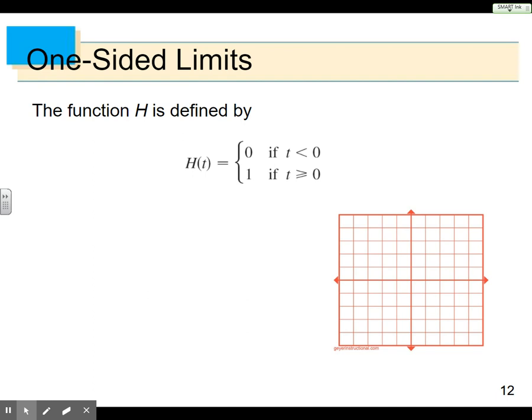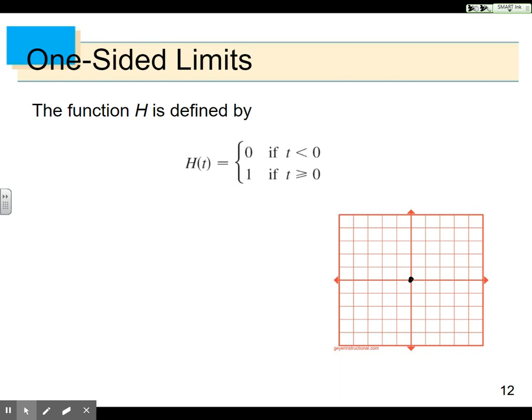I want to talk about one-sided limits. So I have this piecewise function. I'm going to go ahead and graph it. It's a very basic piecewise function. It's actually, come to find out, a very popular piecewise function. It says h of t equals 0 if t is less than 0. So I can graph that.